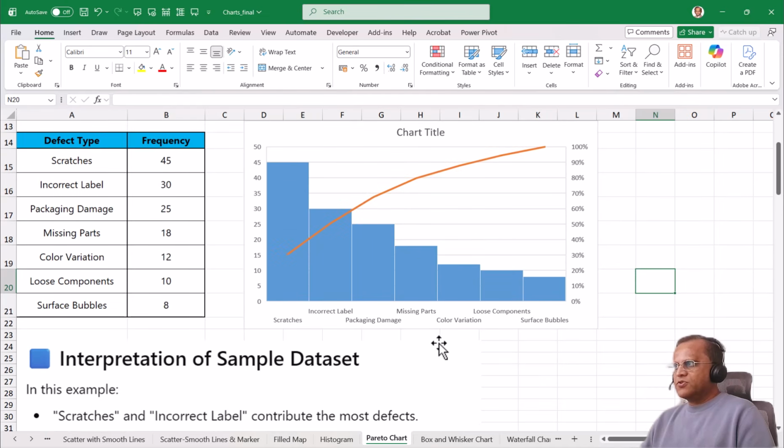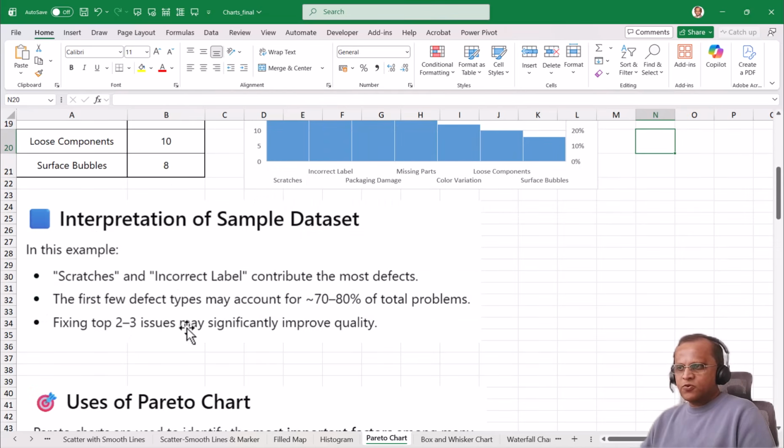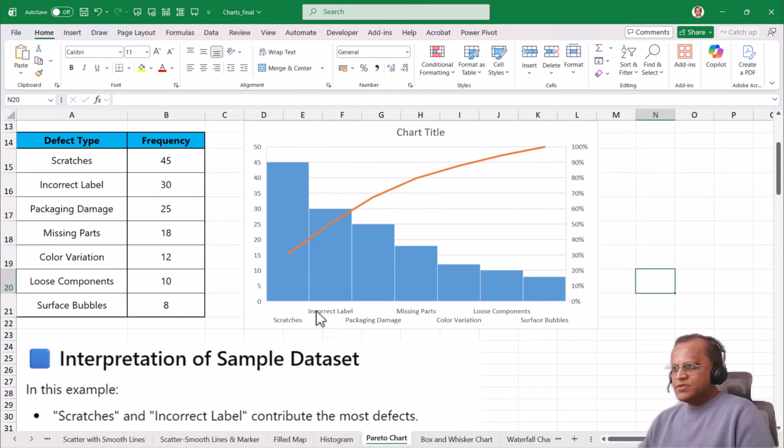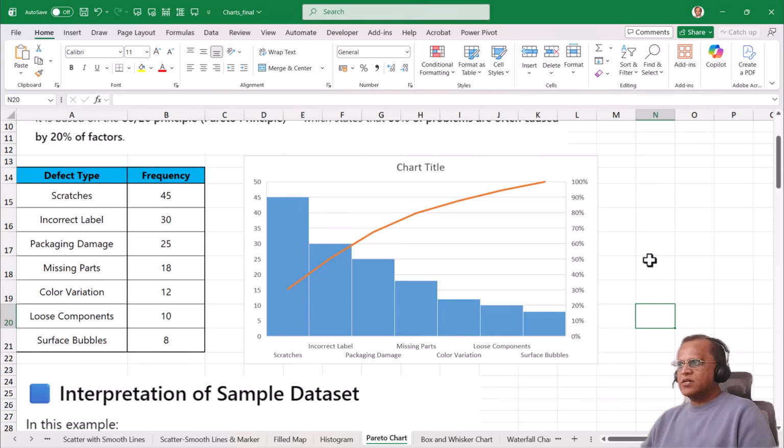Here you can also take packaging damage and missing parts. These first four defects contribute approximately 80% of the issues. If we focus on these four defects, then 80% of our problems are solved and our customers are happy. Here it is written, fixing the top 2 to 3 issues may significantly improve quality. So if we focus on scratches, incorrect labels, packaging damage, and maybe missing parts, then 80 to 90% of the problems are solved. This is how we are able to create a Pareto chart.